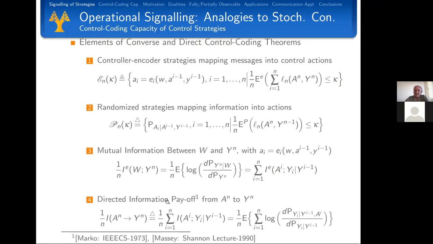Another important measure which comes up is the directed information from one process, from one sequence to another. And this directed information was coined by Massey, and it's due to Marko, who introduced it in 1973. Once Massey introduced it, Kramer did a PhD thesis on it, where he showed how this measure is important for feedback, or whenever you have feedback from one process to another process.